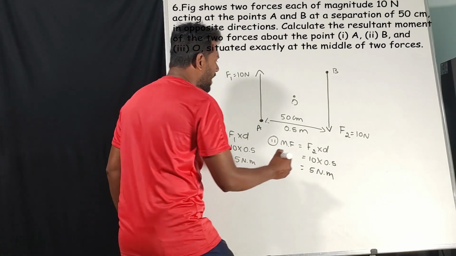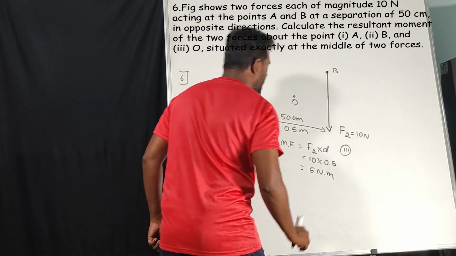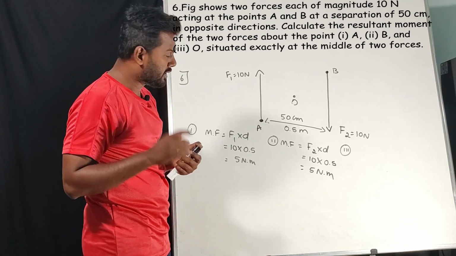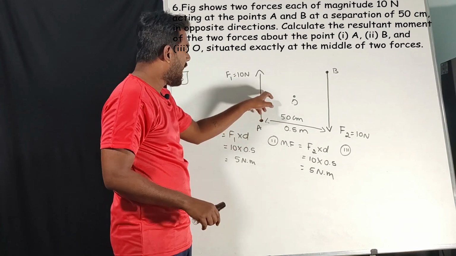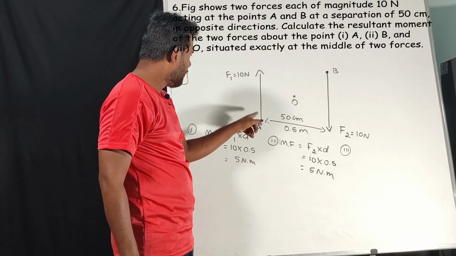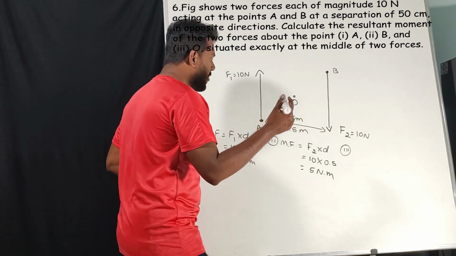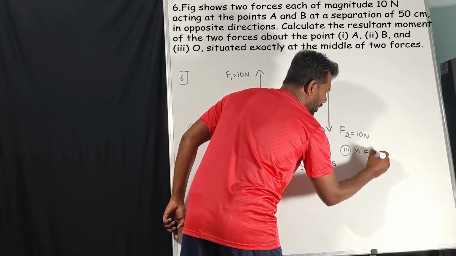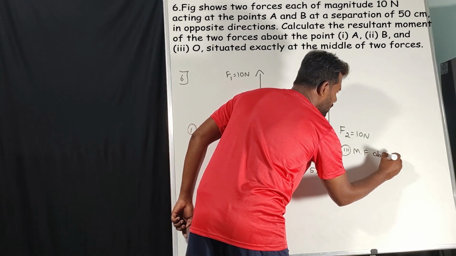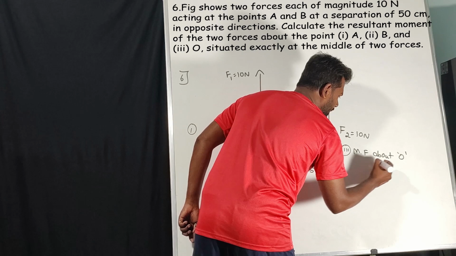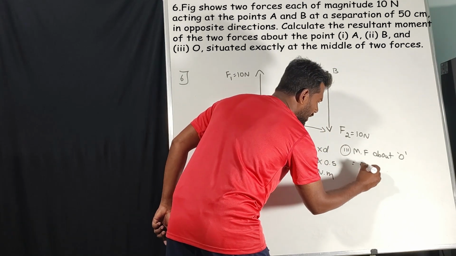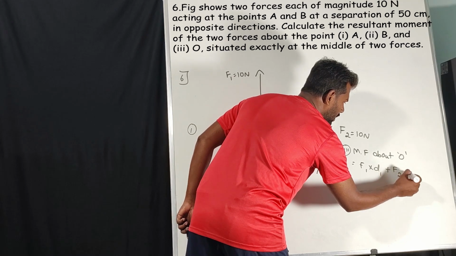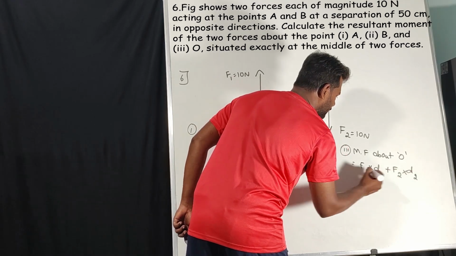Okay, next we have to talk about moment of force about point O. Here it is very much important. Why? Because we have two forces acting on this point. Force F1, force F2. Now the resultant moment of force about O is equal to, there are two forces, F1 into D1 plus F2 into D2.